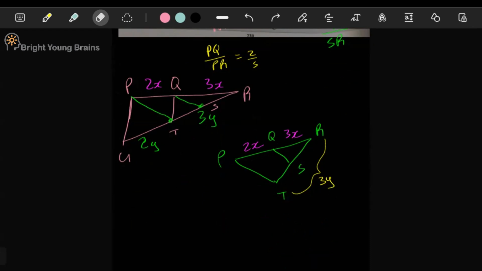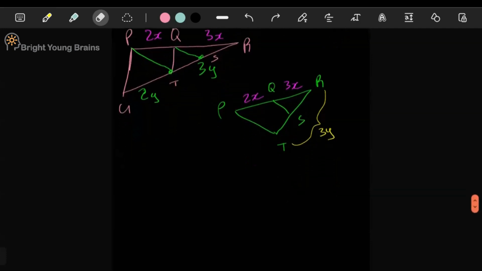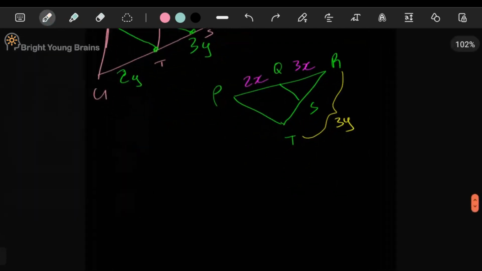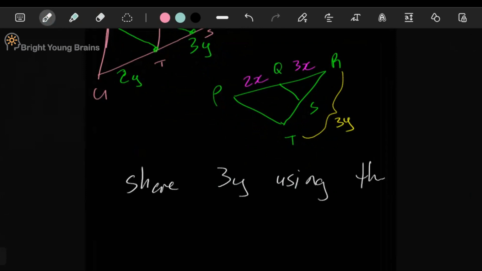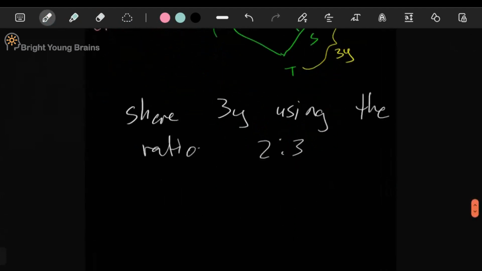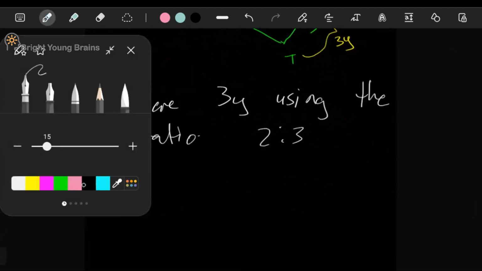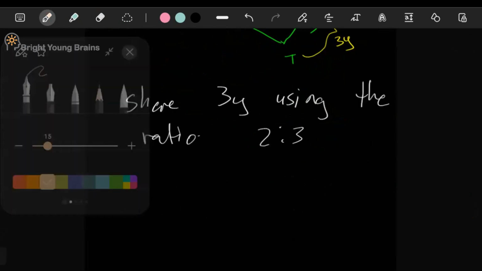So literally all you do is, it's just like basic math, because we're trying to share 3y using the ratio 2 to 3. You see, we're trying to share it using the ratio 2 to 3 because this is 2 pieces, 3 pieces. So to make our life easier, let's even talk about ratios while thinking about something else so that we can refresh our memory.